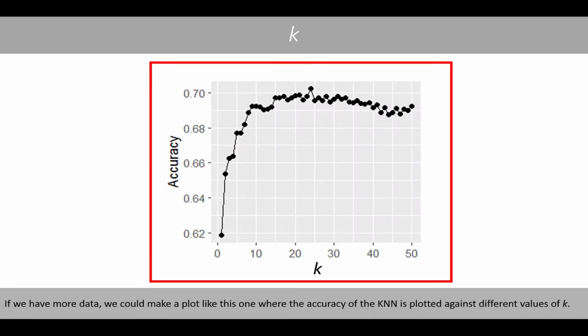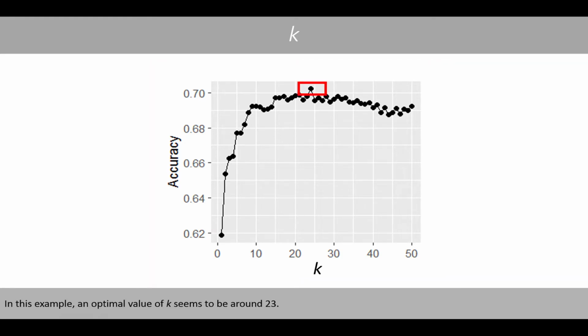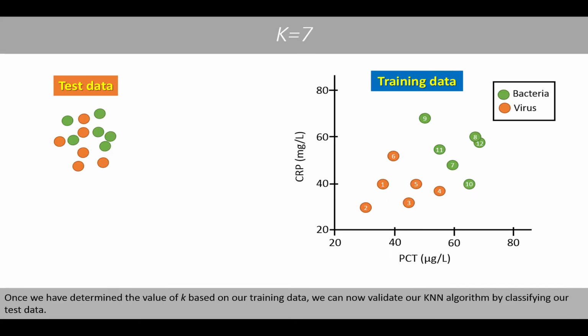Note that we here have used only a small dataset, which may cause big variations due to chance. If we have more data, we could make a plot like this one, where the accuracy of the KNN is plotted against different values of k. In this example, an optimal value of k seems to be around 23. Once we have determined the value of k based on our training data, we can now validate our KNN algorithm by classifying our test data.